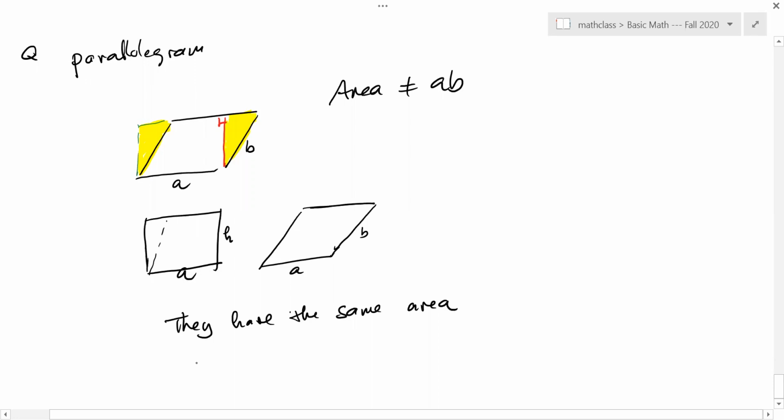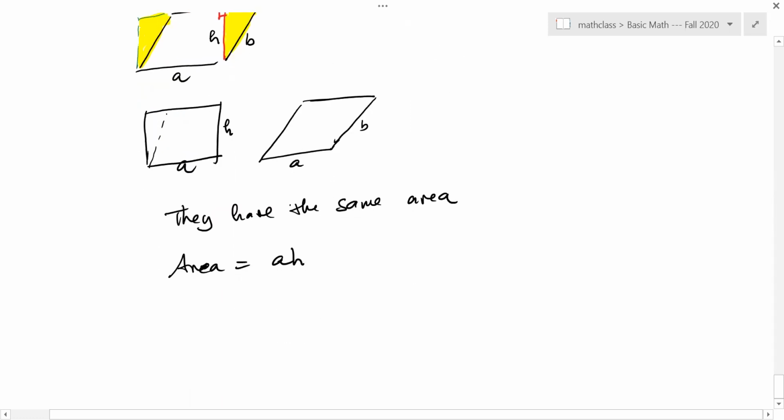So that's why the area of the parallelogram should be A times H, not A times B. A times H gives you the area of the parallelogram. A times H is actually the area of the rectangle, which we obtain from the parallelogram by cutting one triangle.